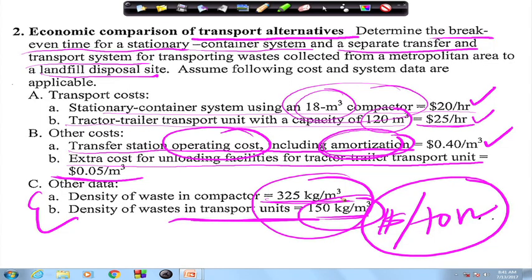We have been given the costs for different things, and we have been given some density information, so we can go from mass to volume and others. Now we have to find out what is the break-even time. Now how will you go about it?